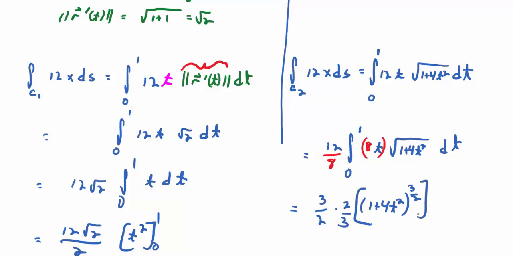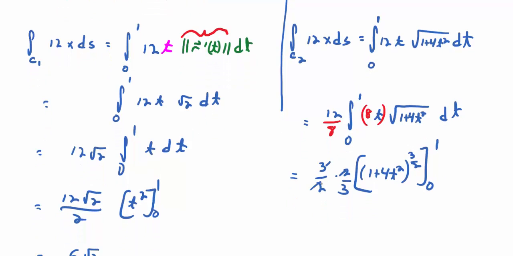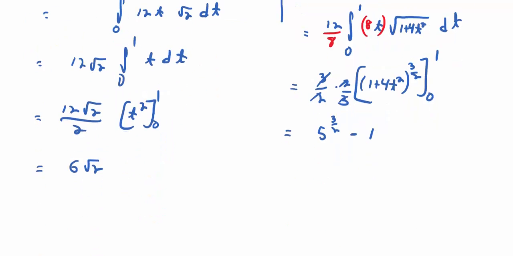Evaluated from a nice 0 to 1, but you do have to be careful here. So you'll have a 1 out in front for now, right? And then if you plug in 1, what do you end up getting? 1 plus 4 times 1 squared to the 3/2, right? So what is that? 5 to the 3/2? But then when you plug in 0, you get something that's non-zero, right? Which would be minus what? 1. Okay, so let's put it together then.